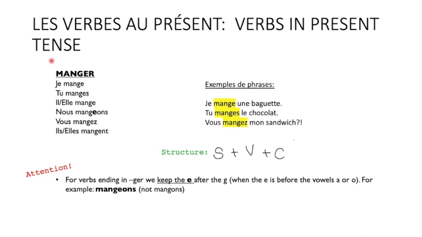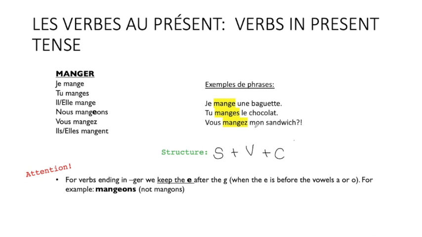Next verb is manger. We've learned this in Leçon 1. So, what does it mean? It means to eat, makan. So, the conjugation is je mange, tu manges, il mange, elle mange, nous mangeons, vous mangez, ils, elles mangent. So the example of phrases, je mange une baguette, I eat a baguette. Tu manges le chocolat, you eat the chocolate. Vous mangez mon sandwich, you eat my sandwich.